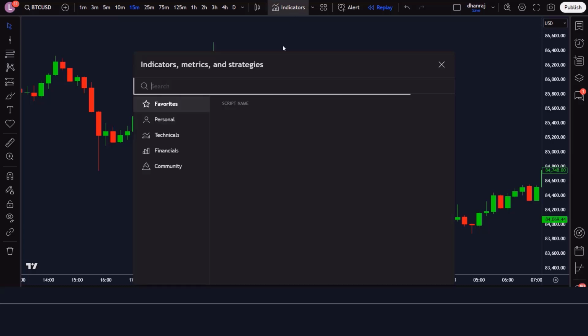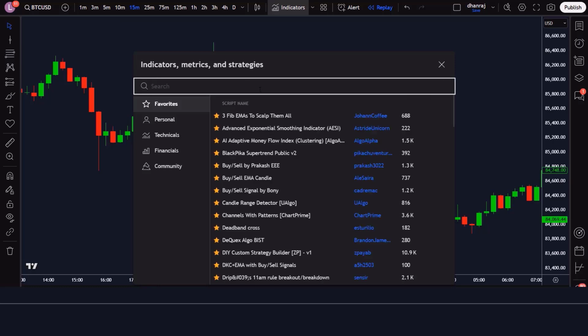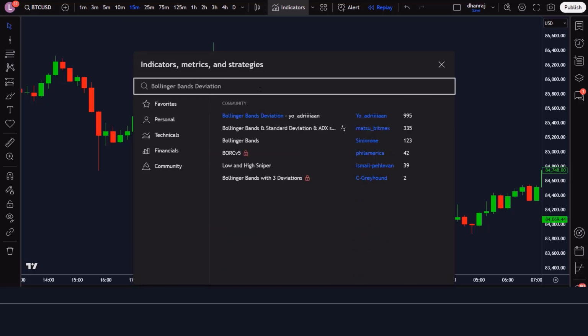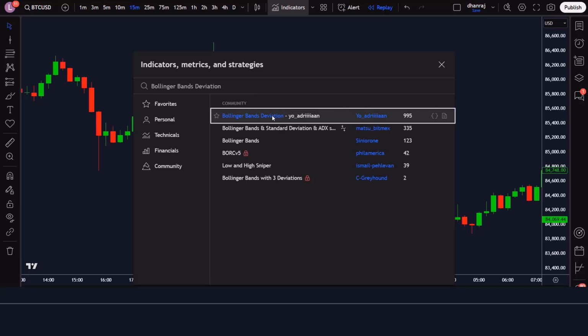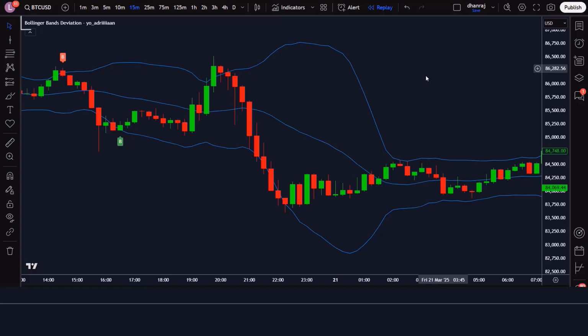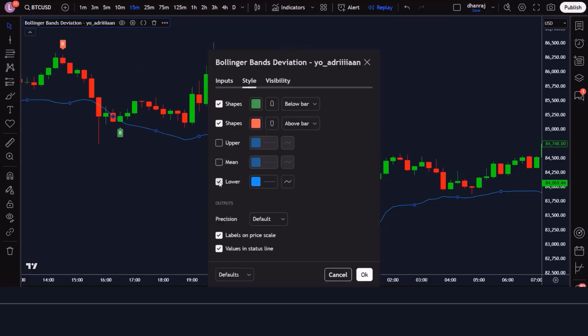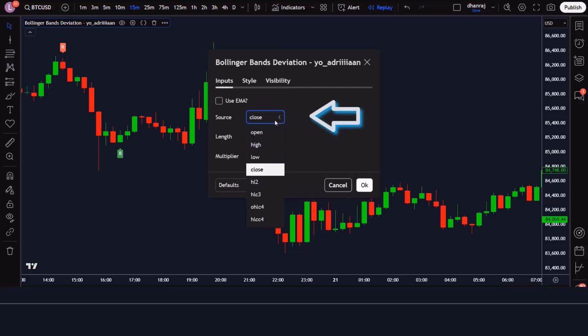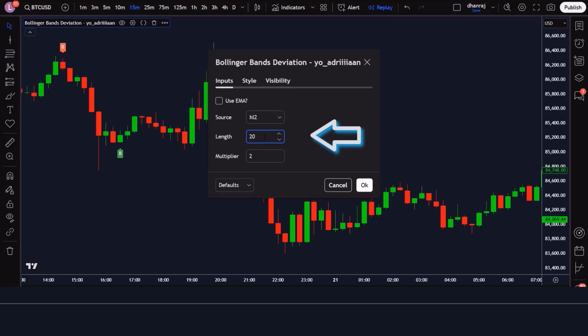First of all, we will search the Bollinger Bands Deviation indicator in the search box of TradingView. After that we have to click on the Bollinger Bands Deviation, Yo_Adrian option, in which we have to change some settings. We have to keep this option hide. We have to change this source option from close to HL2. We have to change this length option from 20 to 23.